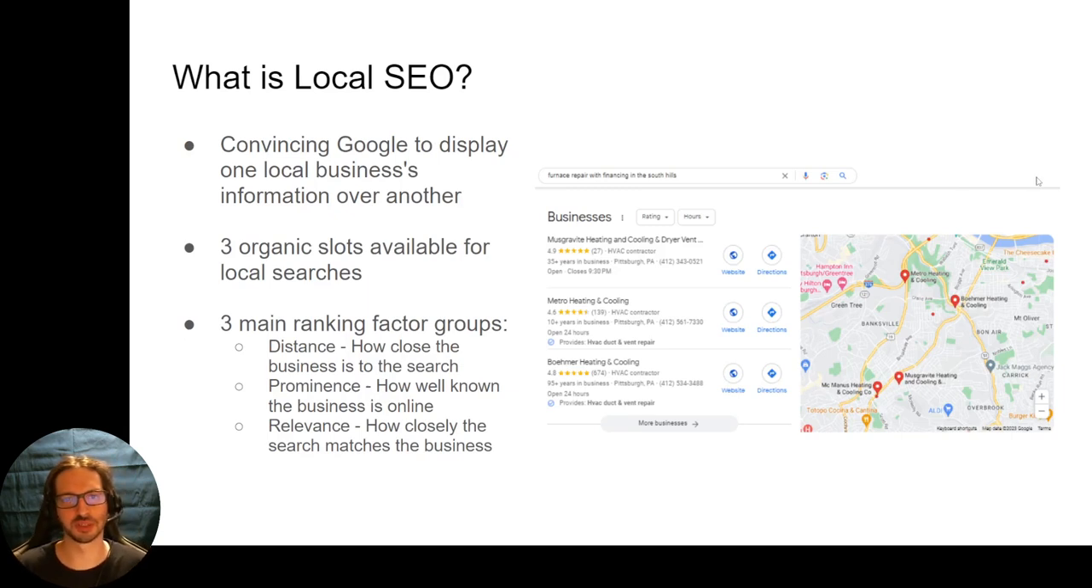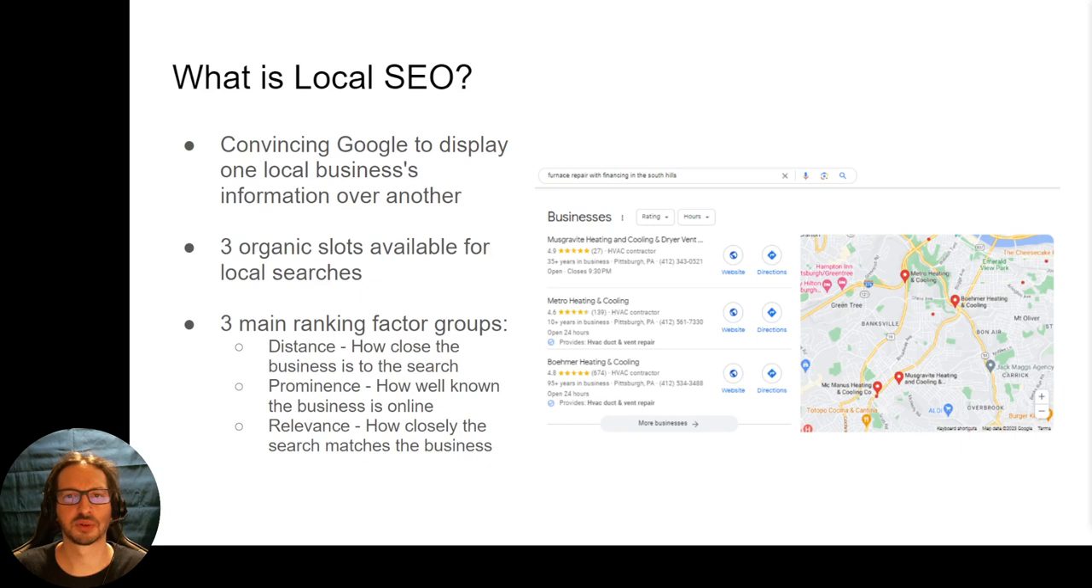So what is local SEO? SEO stands for search engine optimization, and local SEO is just convincing Google to display one local business's information over another, usually in the map pack, which is also known as the local pack or the 3-pack. Other search engines have local results, but they don't have nearly as much search volume as Google, so that's why we'll be focusing on Google for the purposes of this course.